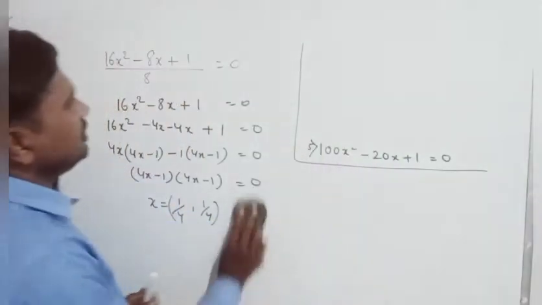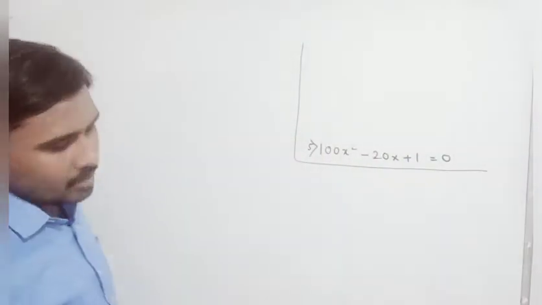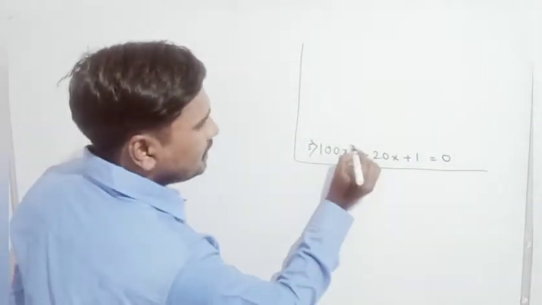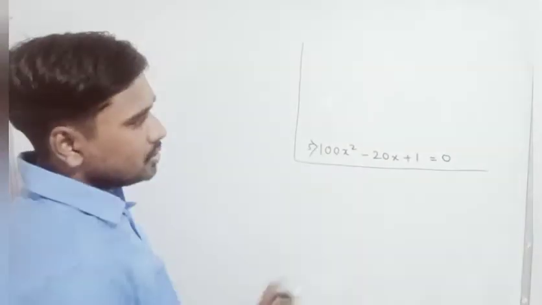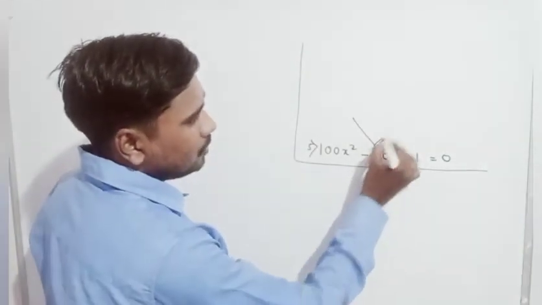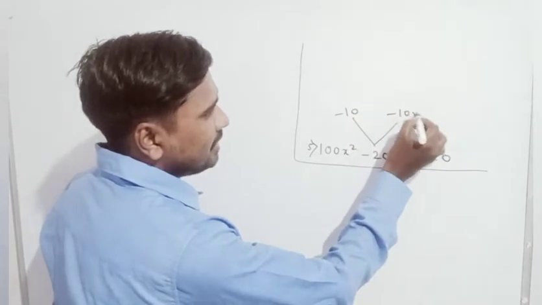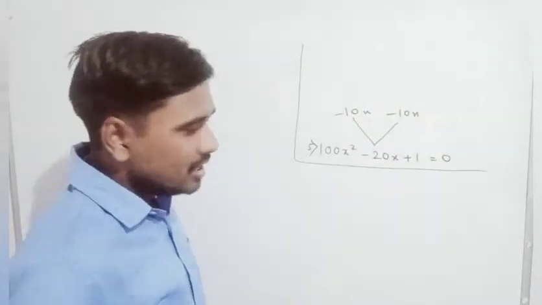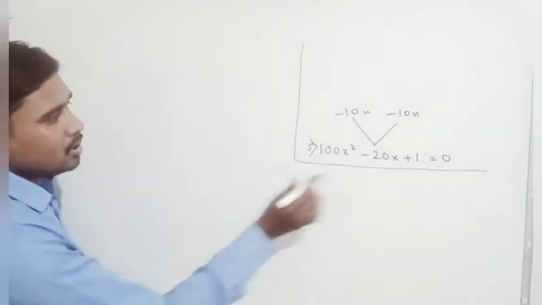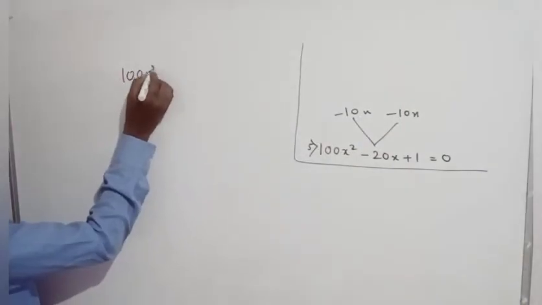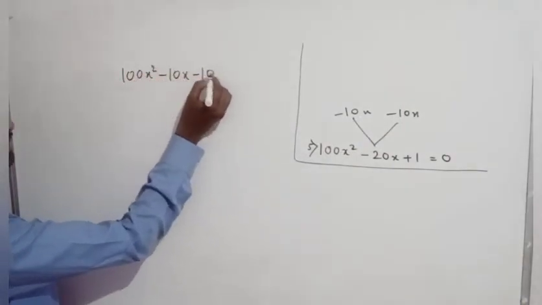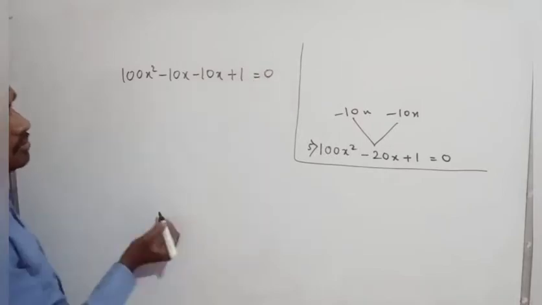Now the next question is 100x square minus 20x plus 1. So this 20 will be broken into minus 10 and minus 10. Minus 10x minus 10x. So you will break this into 100x square minus 10x minus 10x plus 1 is equal to 0.